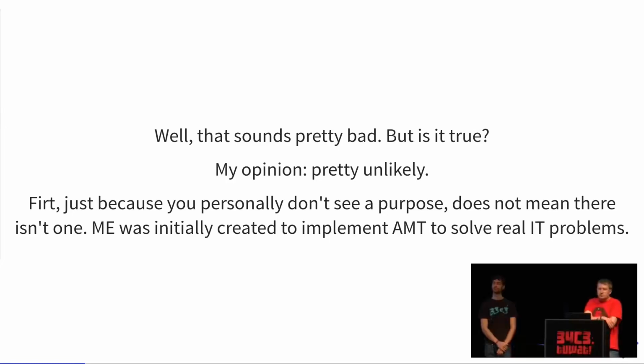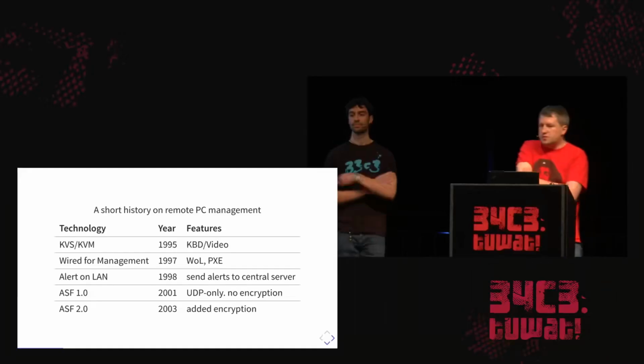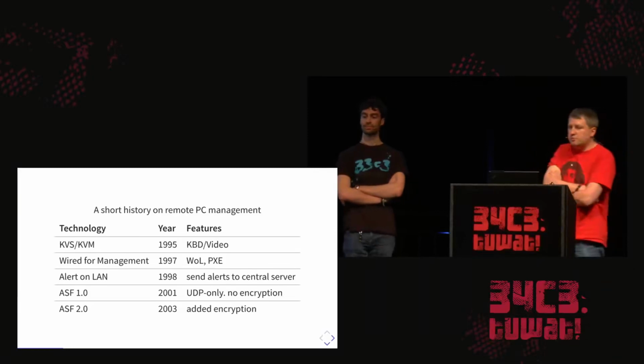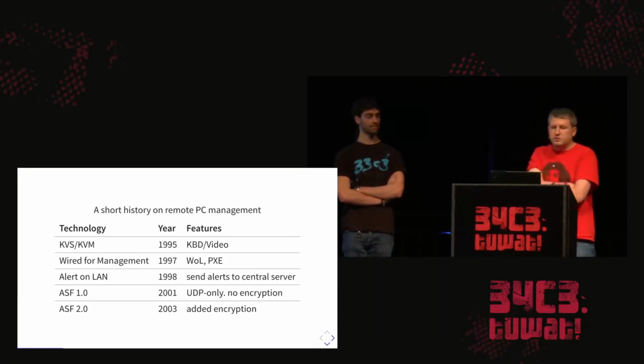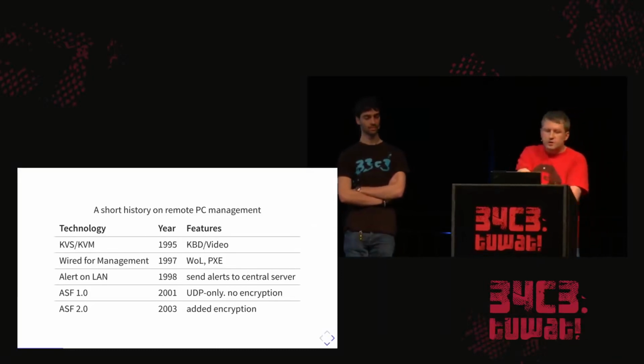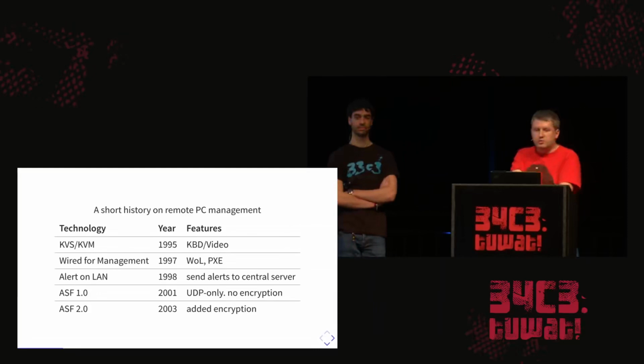Initially, ME was created to implement something called AMT to solve real IT problems. Let's see what those problems are. Just a bit of history on remote management. In the late 90s, it began when people had many computers, but they didn't want to have a monitor or keyboard for each one of them. They had something called keyboard video switch, or later keyboard video mouse.